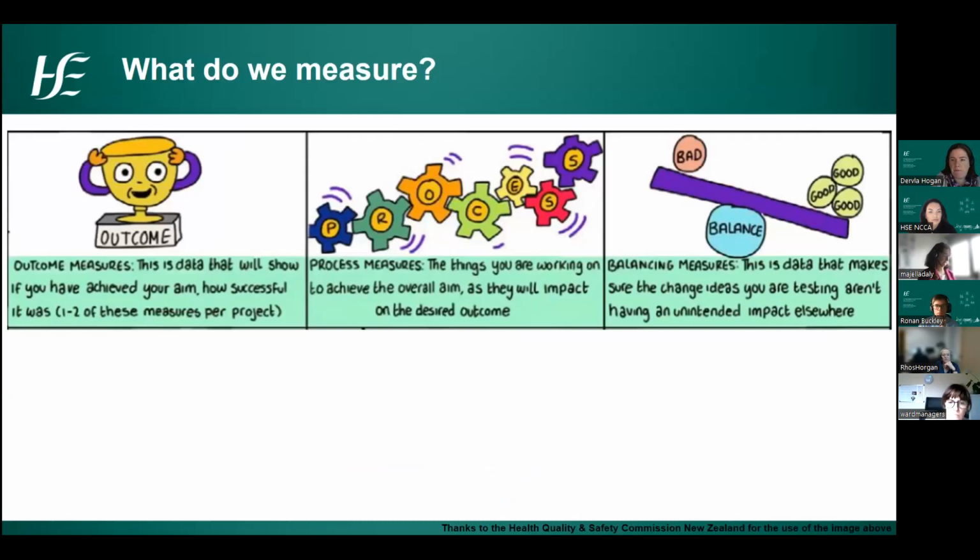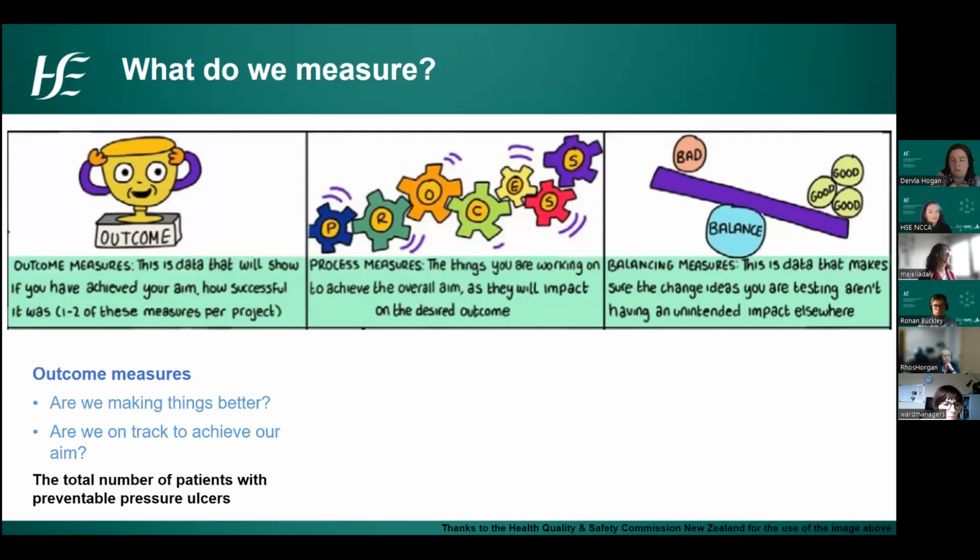So very briefly, I'm just going to touch on measurement. A measurement workshop could be a whole afternoon or morning in and of itself, but this is just to give you a quick overview of the language we use in quality improvement when we refer to measures. So we're looking at outcome, process, and balancing measures.